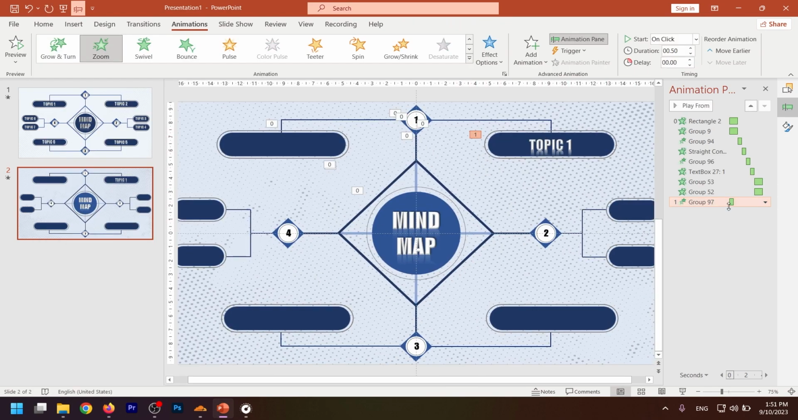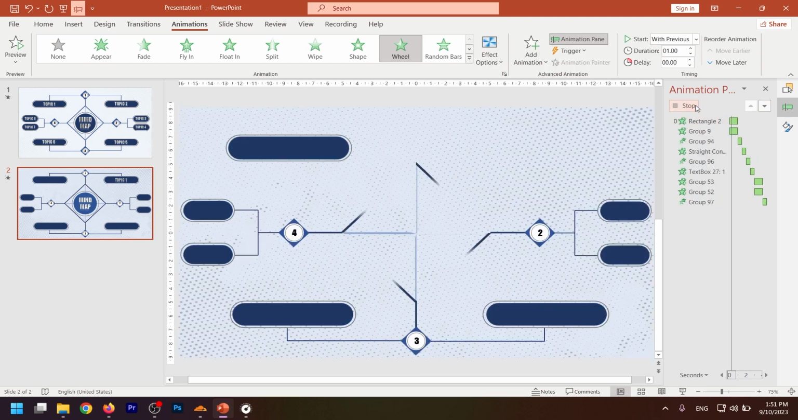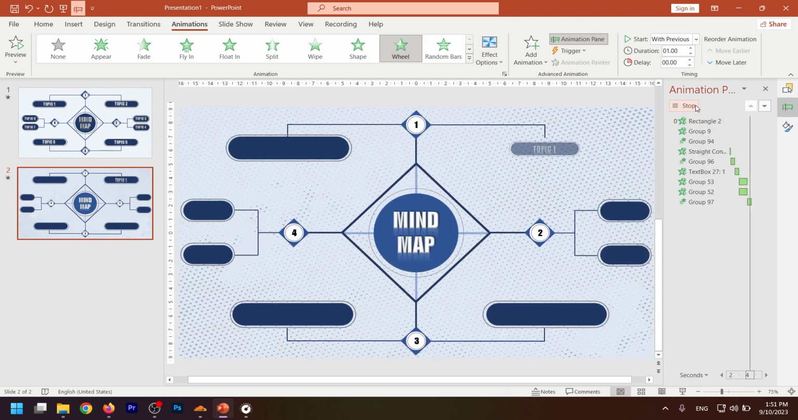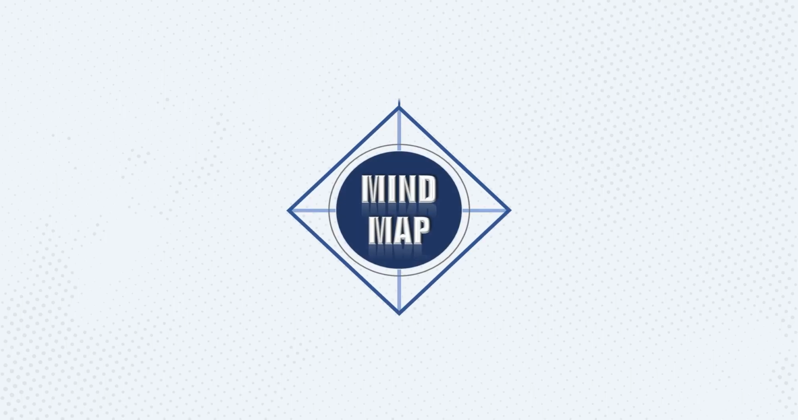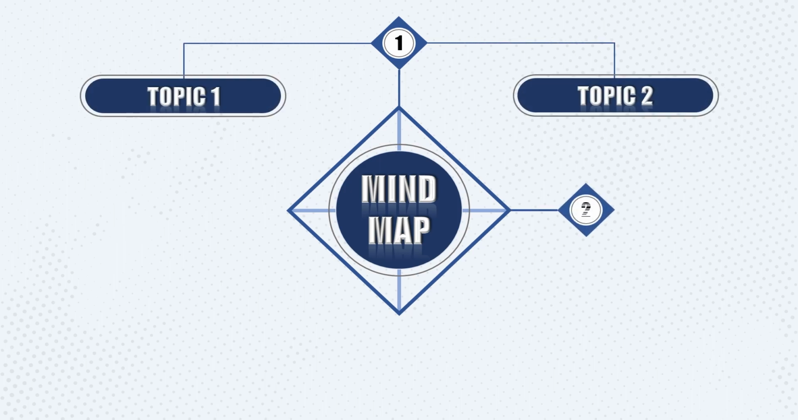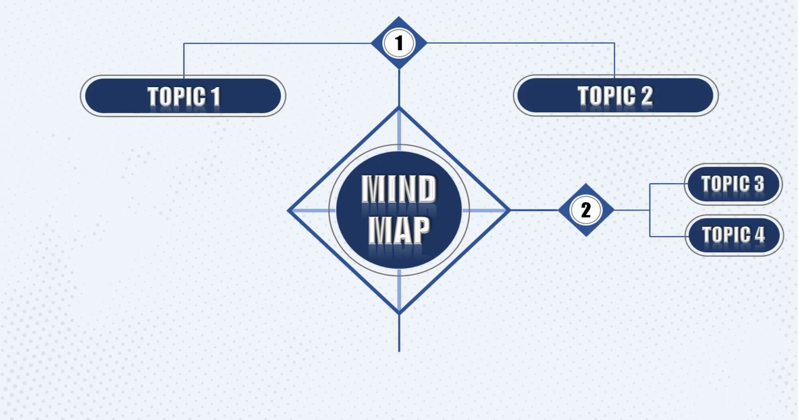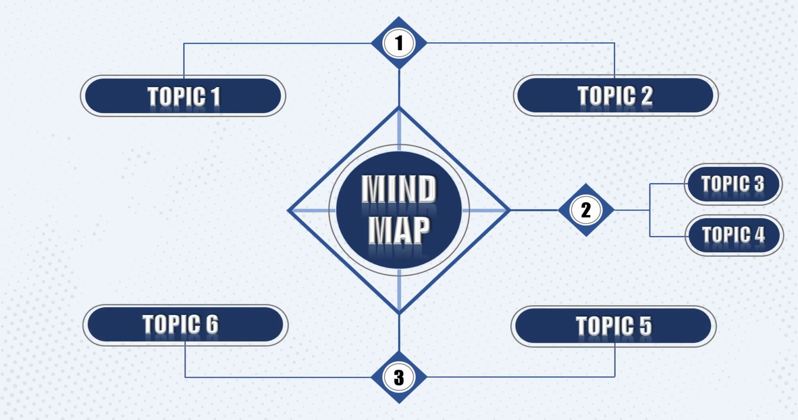And zoom for these boxes. You can add animations to all these mind maps. Let's see the animation up to here. Now see the completed mind map. You can choose your favorite color animation for your mind map. By this mind map, you have a professional presentation.